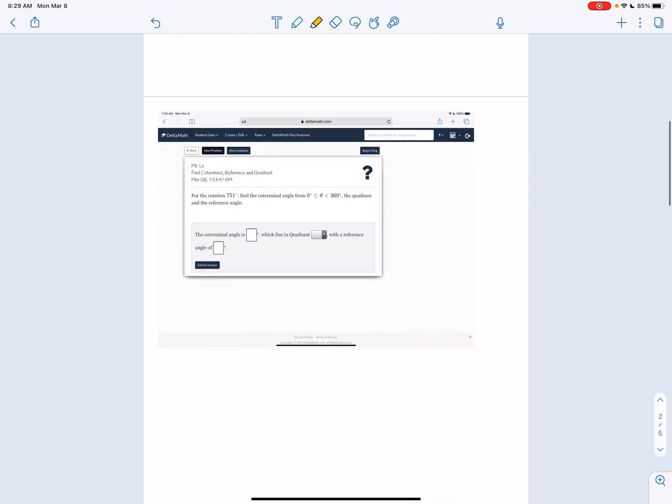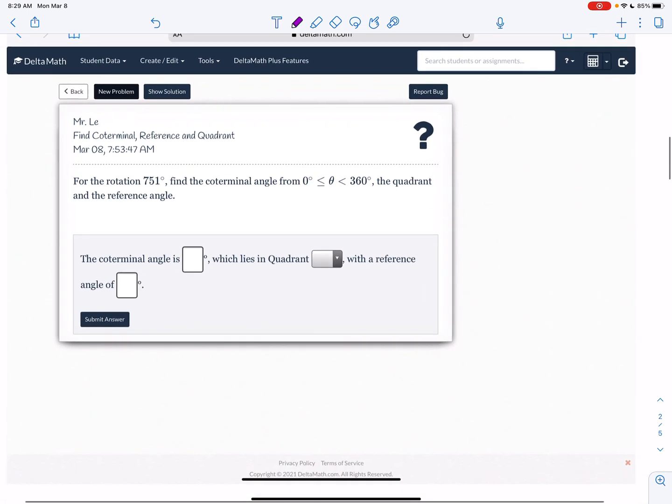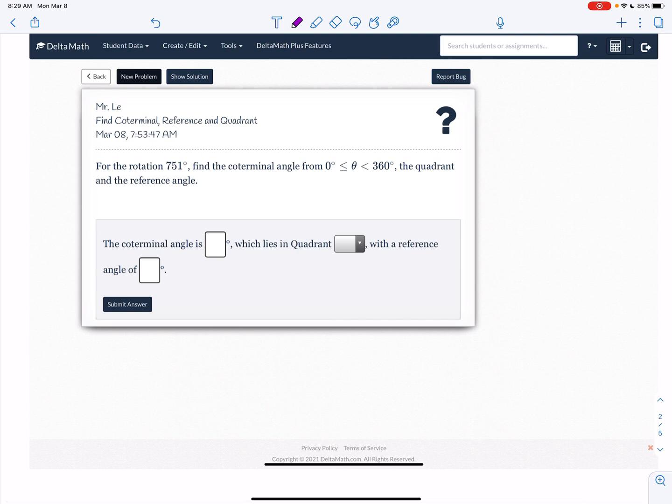It shouldn't be new. We're just revisiting and spiraling in what we've been learning. All right, so here we go. Write this one in its entirety, and then I'll go over it with you. Okay, so here, example 1: for the rotation of 751 degrees, find the coterminal angle from 0 to 360, the quadrant, and the reference angle.